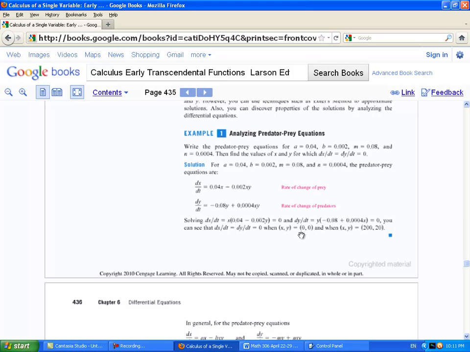One is 0, 0, which is obvious. If you have no foxes and no rabbits, they're not going to spontaneously generate. And one is 220 for rabbits, 20 for foxes. What that means is that you can have on the average 200 rabbits and 20 foxes around, and that relative size of populations is not going to change. They can coexist in those relative amounts.